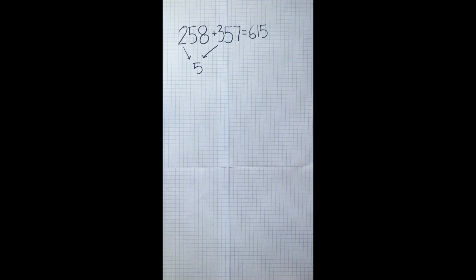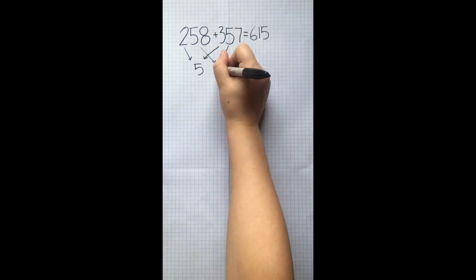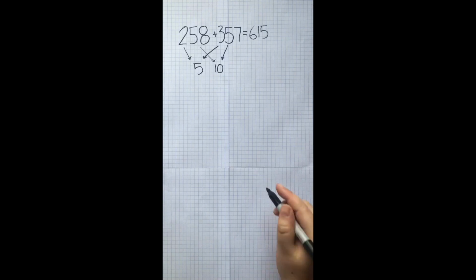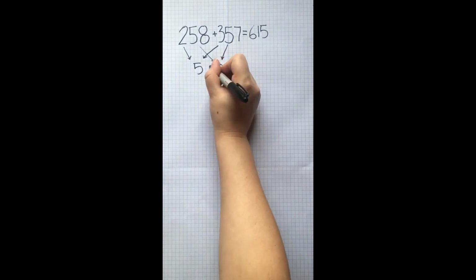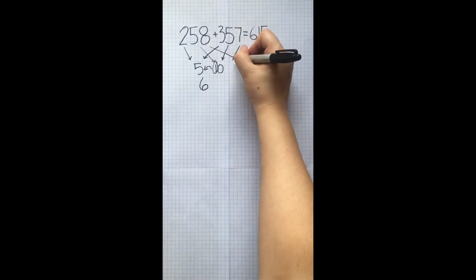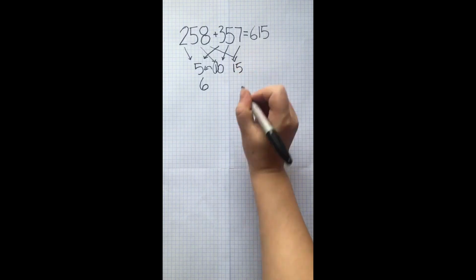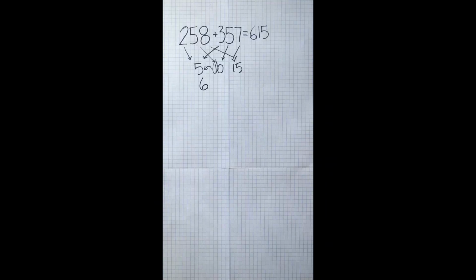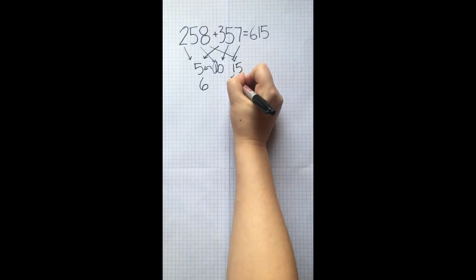Using my own personal mental math strategy, I can see that 2 and 3 go together to make 5. I also know that 5 and 5 go together to make 10. Seeing this, I know that this can move over to here, giving me a 6. I also know that 8 and 7 go together to make 15. I can now bring the 15 down to meet up with the 6, which I know is still in the 100 spot, leaving me with 615 as my final answer.